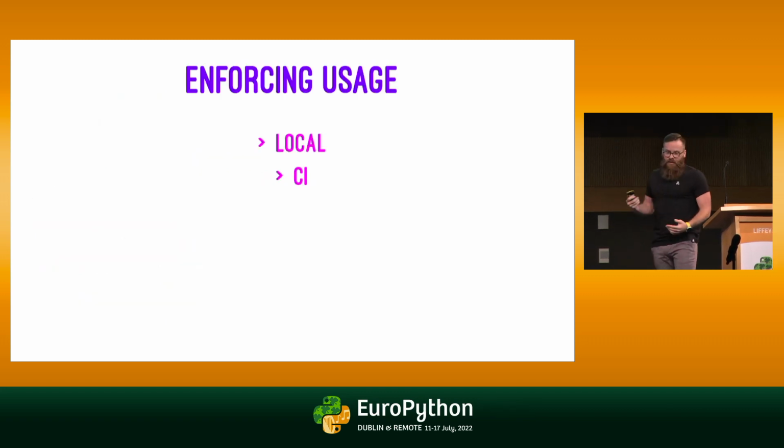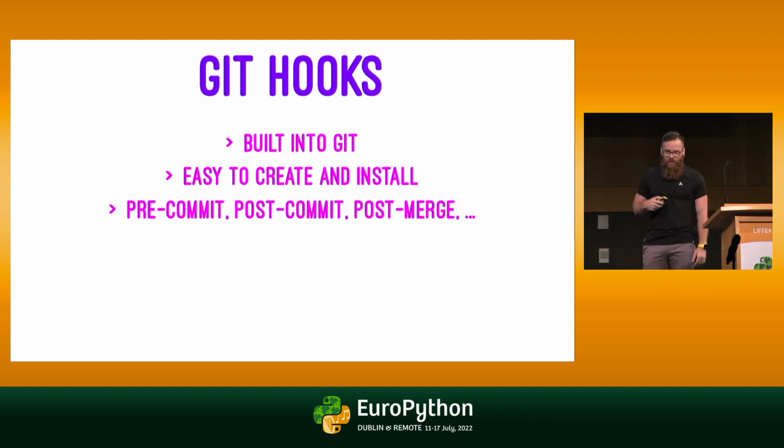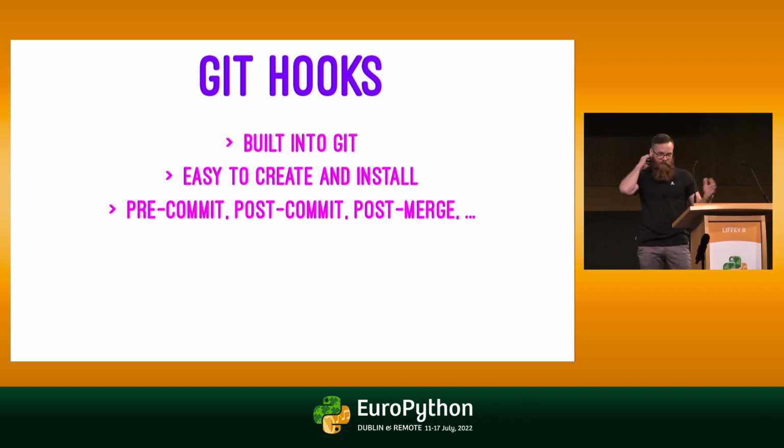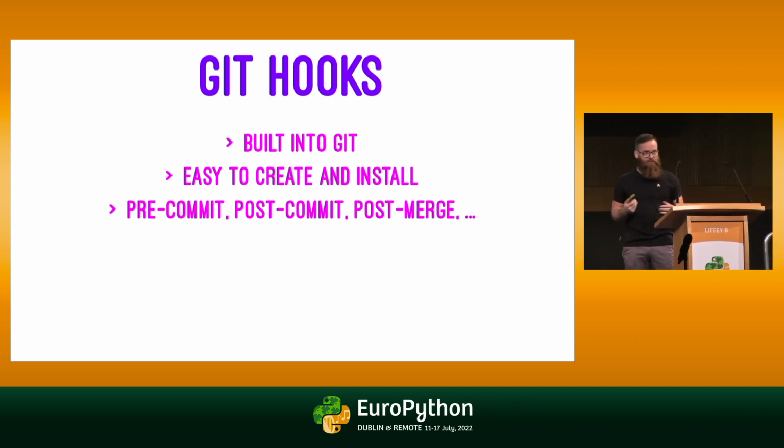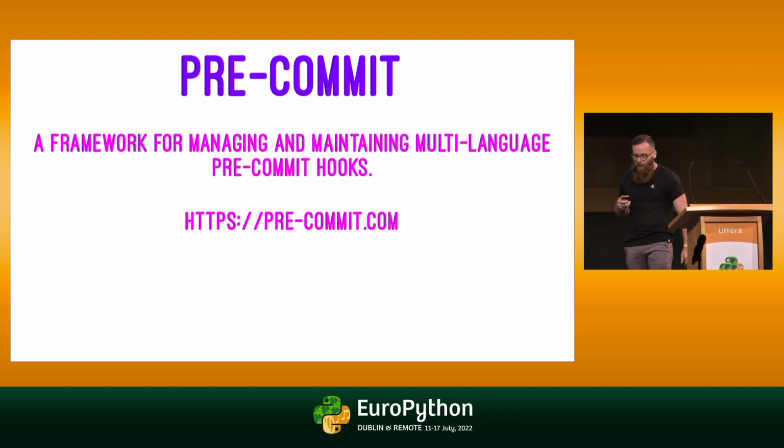How do we use it? So there's local and then there's CI. Here's how we do all of our stuff. Locally, you can do it with Git hooks. These are built into Git. They're easy to create and install, and there are lots of them. They're called pre-commit, post-commit, post-merge, stuff like that.